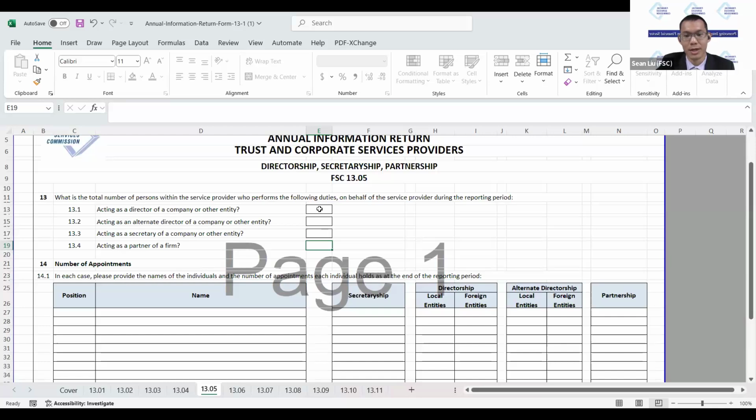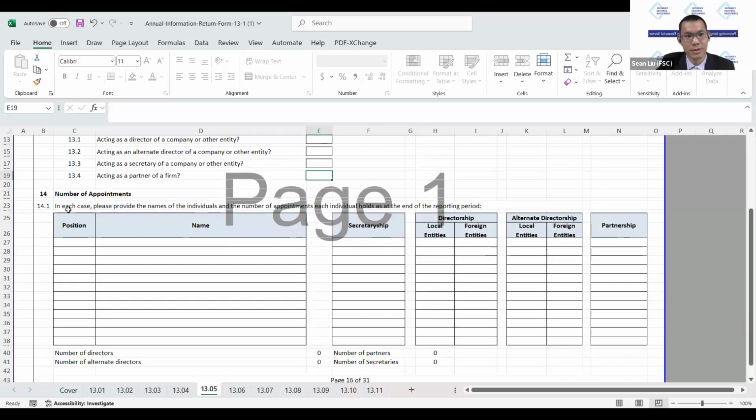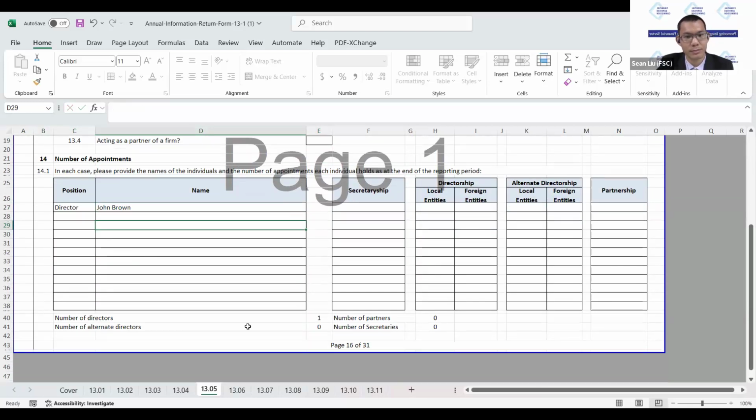You answer the questions that are applicable to you. So if there's no partners, of course, you put 0. And then, of course, in item 14, you put the name of the person and the position that said person holds. So if it's a director, let's say John Brown, you put director and John Brown. Of course, there is a little count at the very bottom.